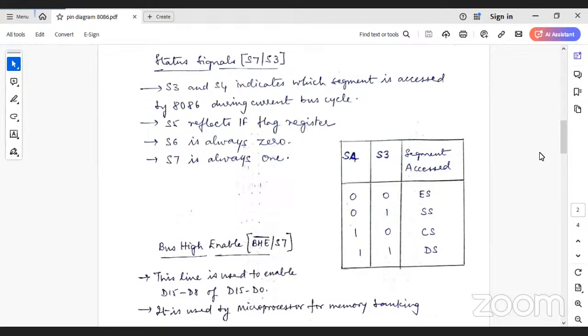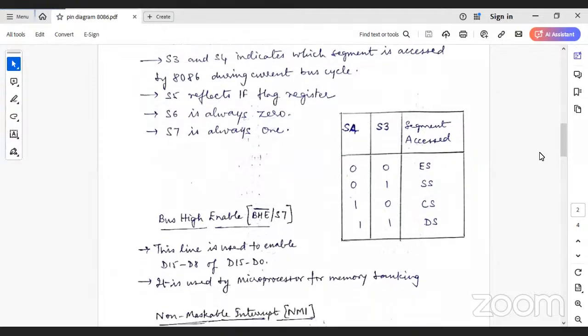S5 status signal will reflect the IF flag register. So this is the interrupt flag register. The interrupt flag register itself has some work, but if you want to select the flag register itself, you will have the status signal S5. S6 is always kept 0. S7 is always 1. So there is no dual function for S6 and S7. Permanently S6 is 0, S7 is 1.